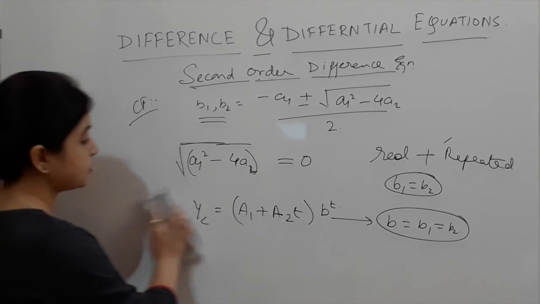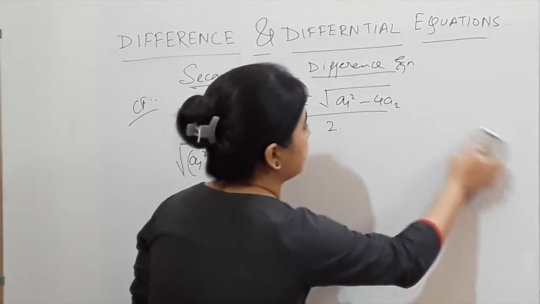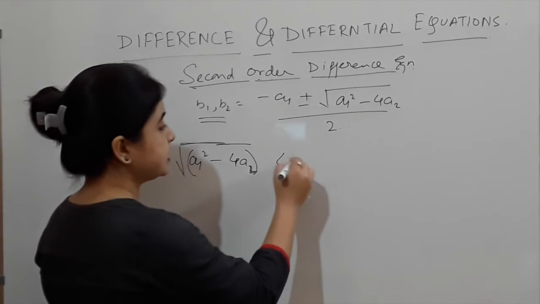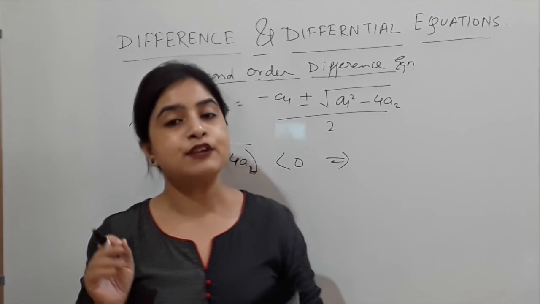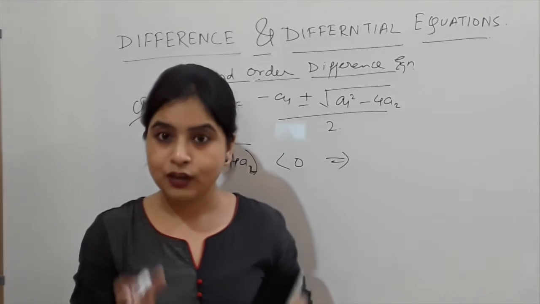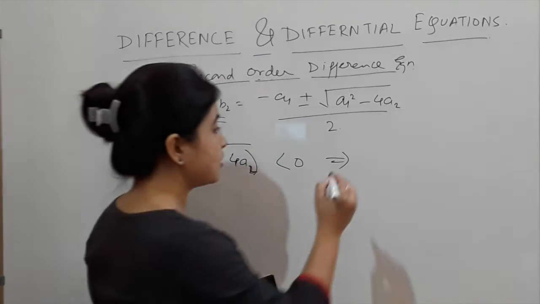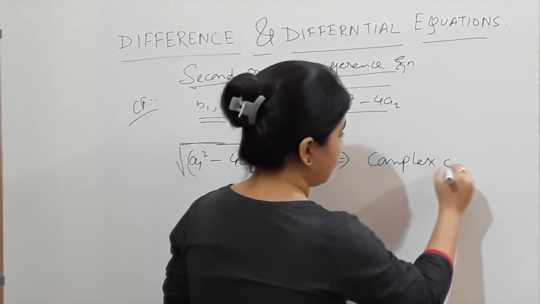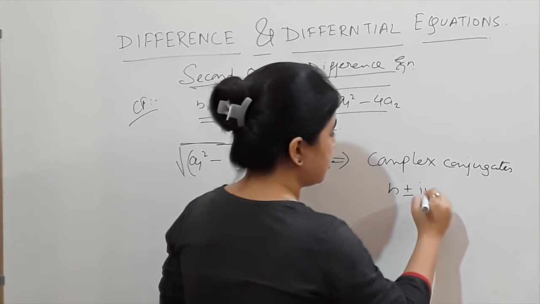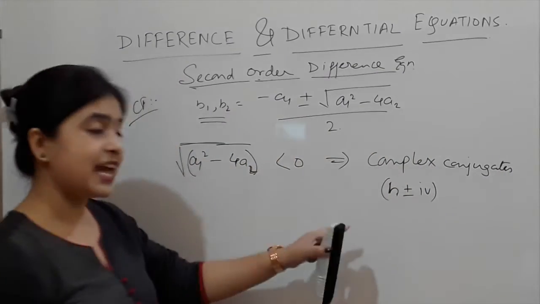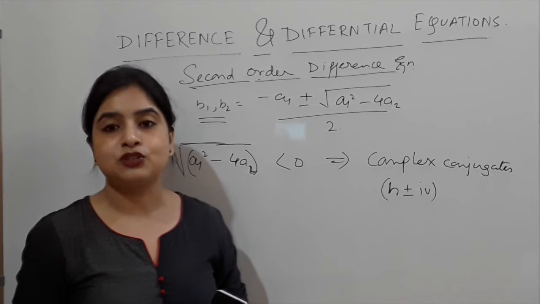That is, what will happen if the value of the discriminant is less than 0? If it is less than 0, then what will happen to the roots? They will be imaginary; they will no more be real. The values will be imaginary, and rather we can also say they will be complex conjugates. That means they will look somewhat like this, h plus minus iv, where h is the real part and iv is the imaginary part.